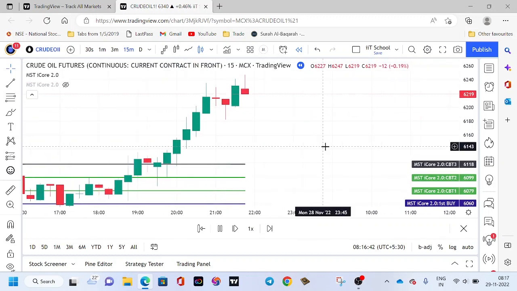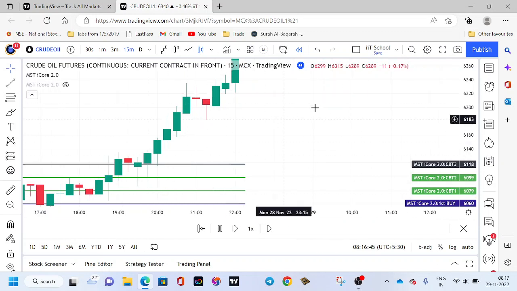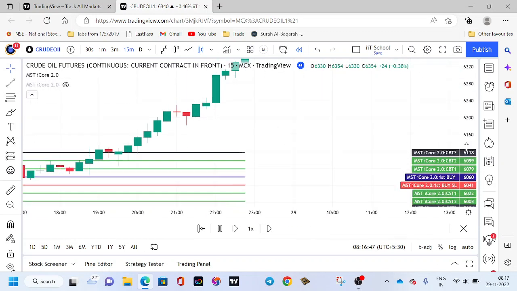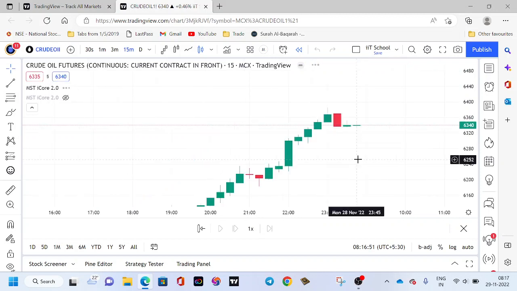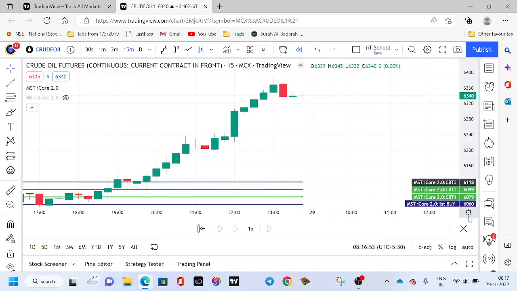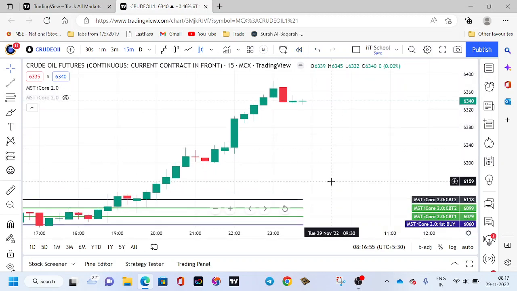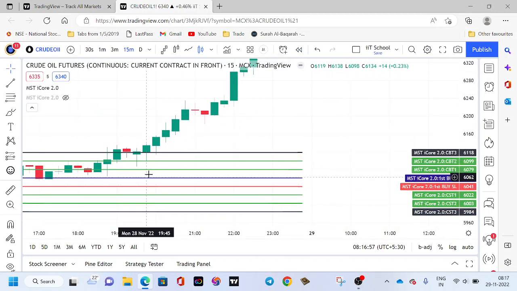Now yesterday one customer asked me, sir, after booking the three targets, if the market is going only in the bullish side, how can I get more profit? How can I book more profit? If you want to know the levels, the levels are given here.